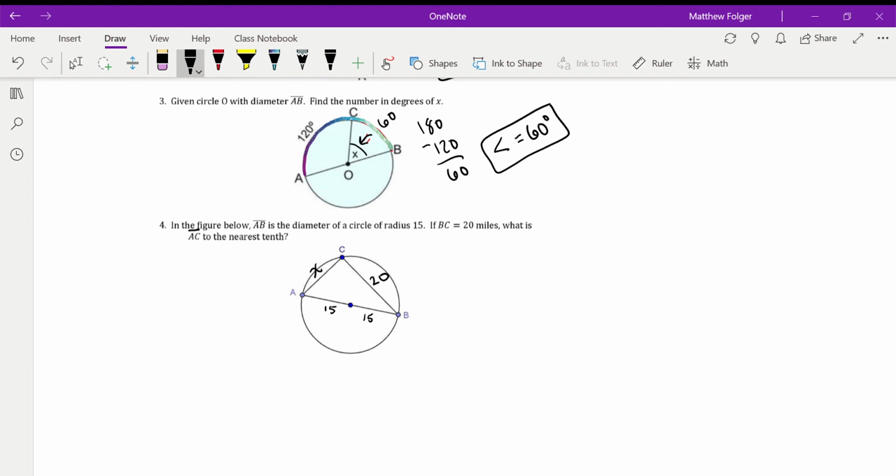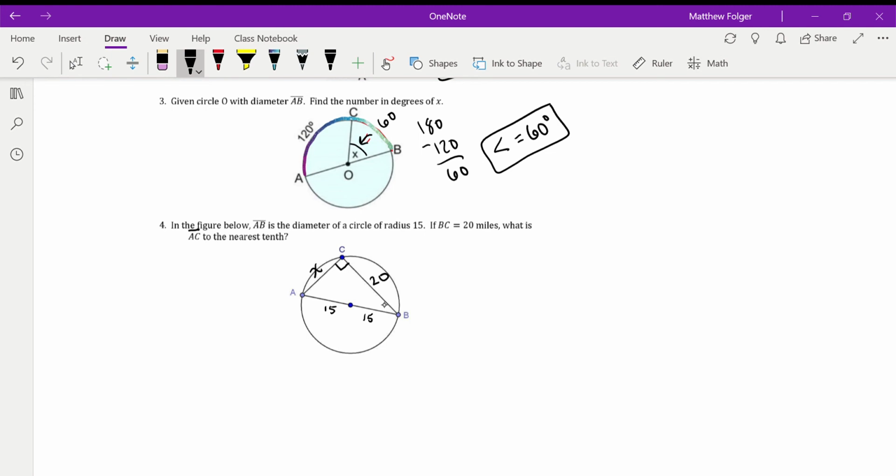Some of you guys did a little bit too much in this. Tried to do some cosine or stuff like that. For this one, you actually don't need to do that. All you really need to look at is this. Angle C is a right angle. That's a right angle because it opens up to 180, so that's half of 180, so that's a 90-degree angle.